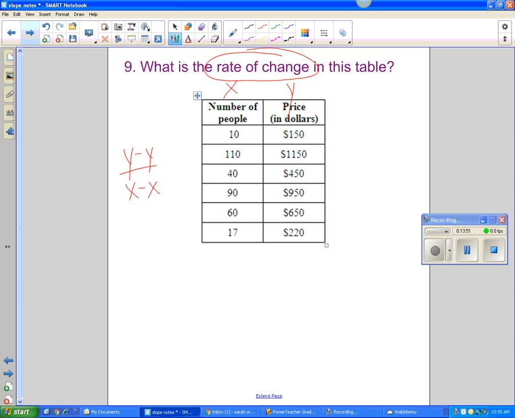All right, now we're ready to plug into our formula. It doesn't matter which ones you pick as long as you're consistent. So you need to circle 2 of them. So I'm going to circle the first 2. It doesn't matter which 2 you do, but you need to circle 2 sets. Natasha, what am I putting in for Y minus Y? What are my 2 Y values?